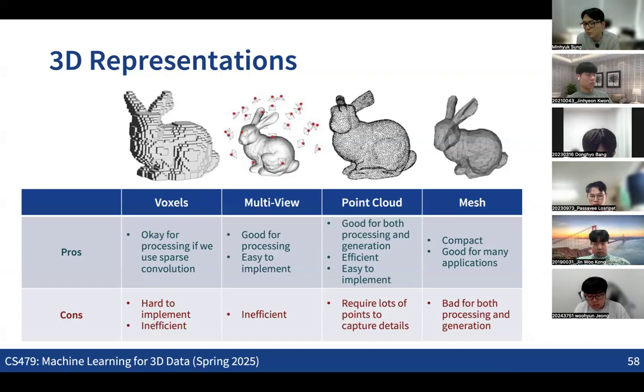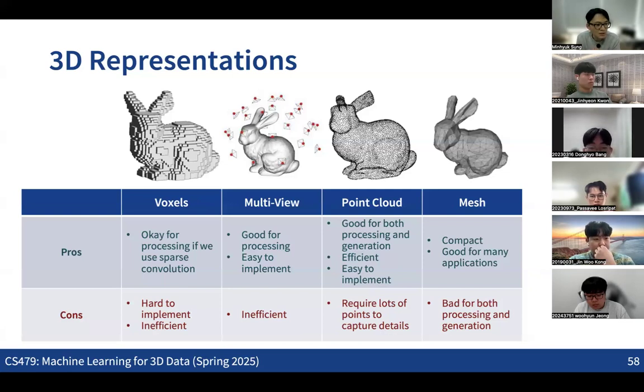Also, implementation-wise, the architectures for point clouds are much easier to implement. But obviously the downside is that it requires lots of points to capture all the details. So typically the point cloud is not used when you need to encode very fine detailed information for the geometry. That can also be a downside.